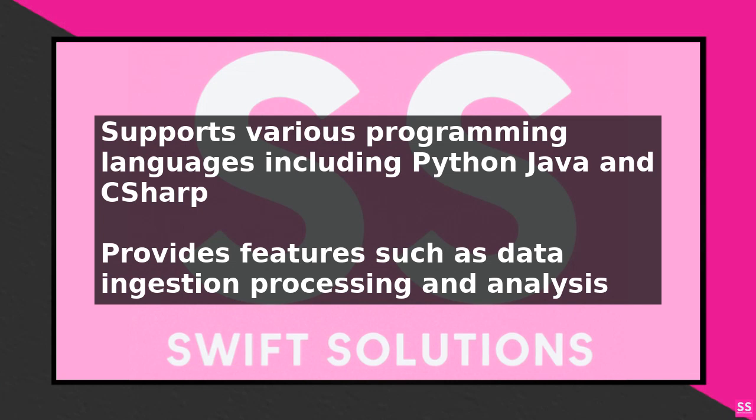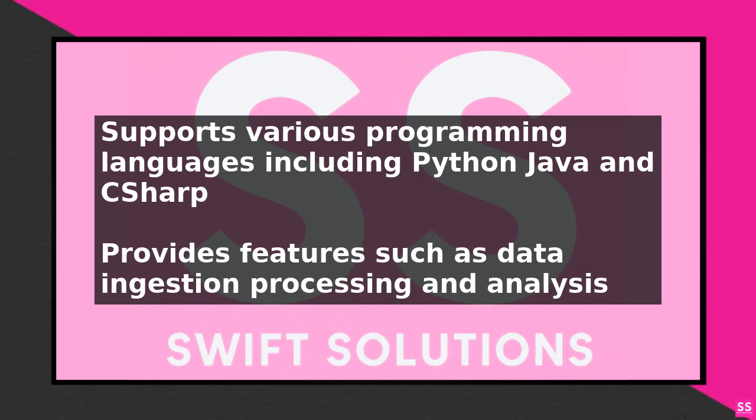Practical examples. To get started with the Azure Synapse Client Library, developers can use the following example in Python to create a new Azure Synapse workspace. First, install the required library by running the command pip install azure-synapse-accesscontrol. Then, import the library and create a new workspace by calling the create_workspace method.